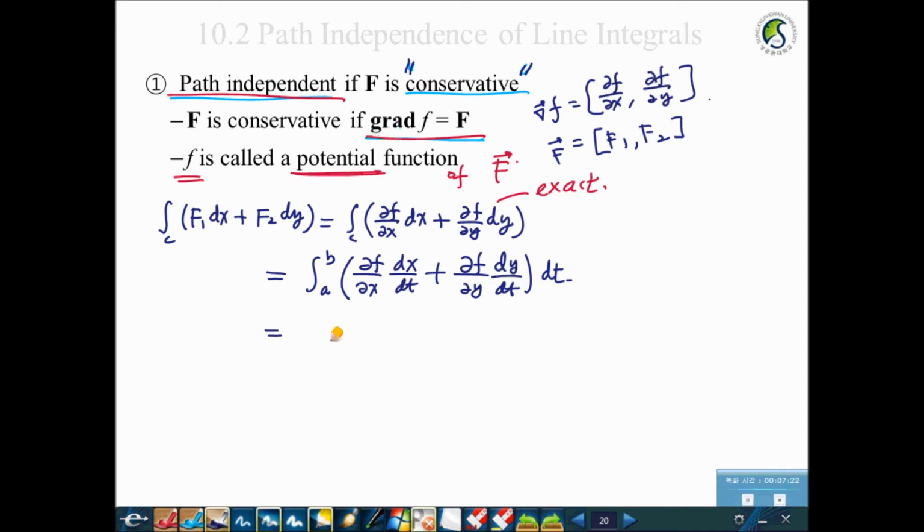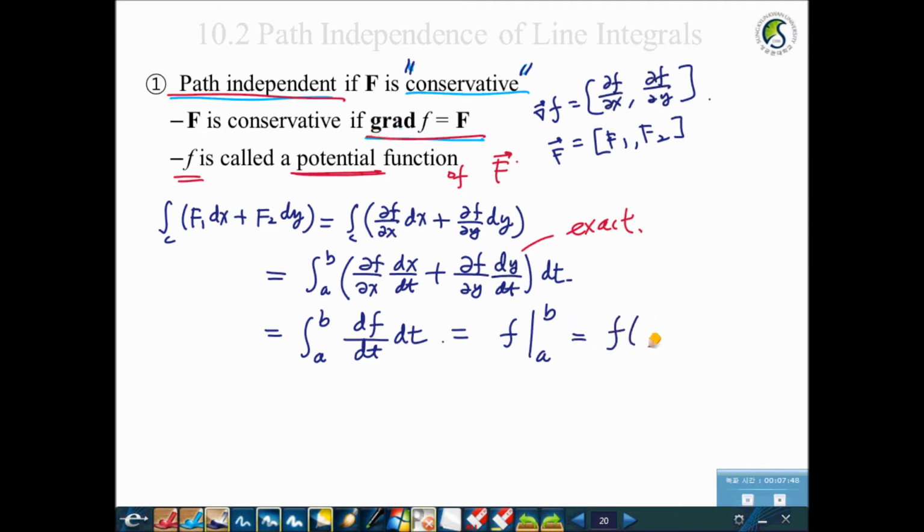But then, actually, this is exact. So what you do is the integral from A to B of df over dt, and that's f from A to B, so f of B minus f of A. So that's the path independence when the gradient of f is the vector field F.